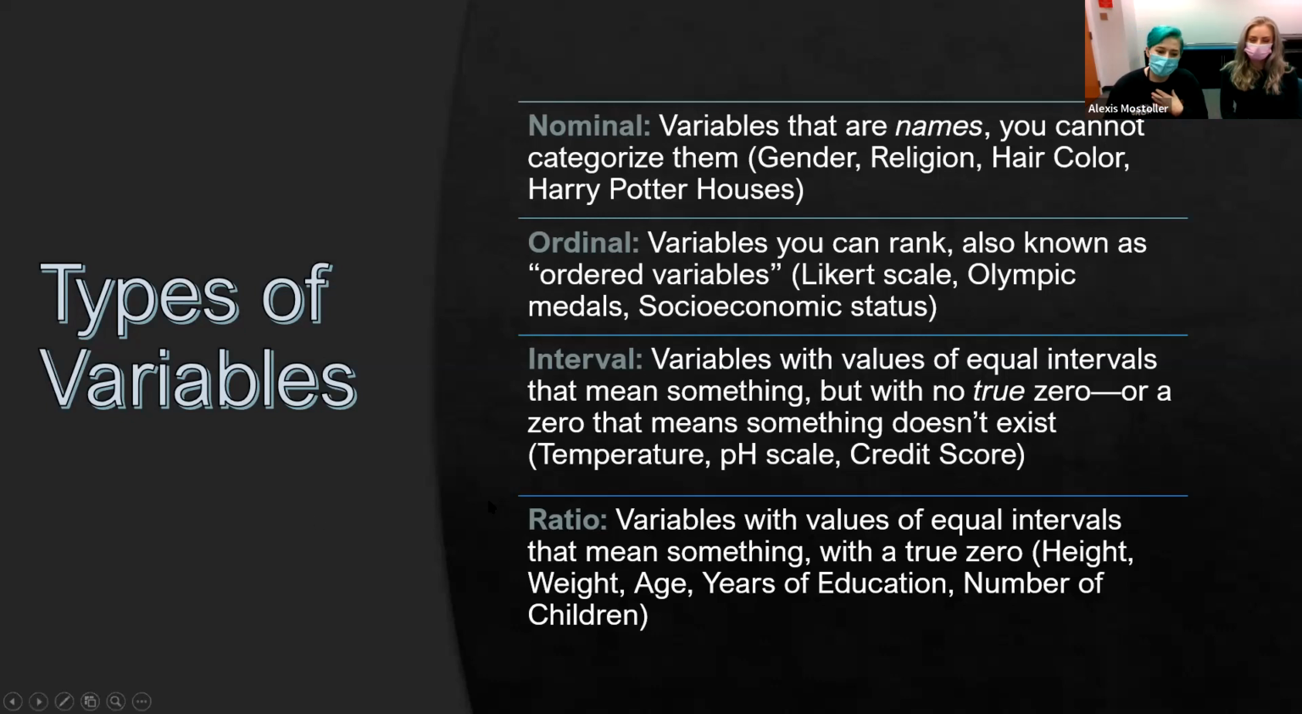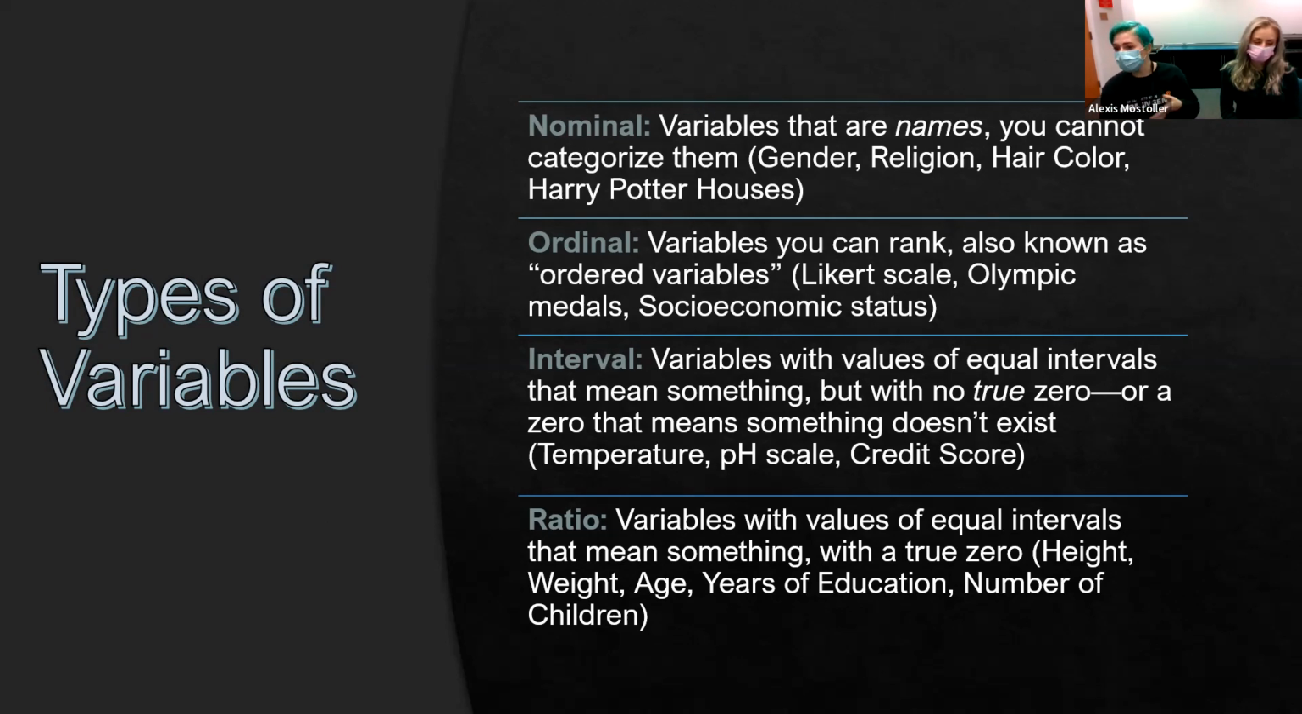And then finally, ratio is the culmination of all of these different pieces. You have variables that have equal intervals, they mean something, and they have a true 0. So if you have height and somebody's height is 0, they don't have a height. There's nothing. Same for weight. If you have a weight that is 0, you just don't have a weight. Or age. If you're 0 months old, you have not been around for very long.